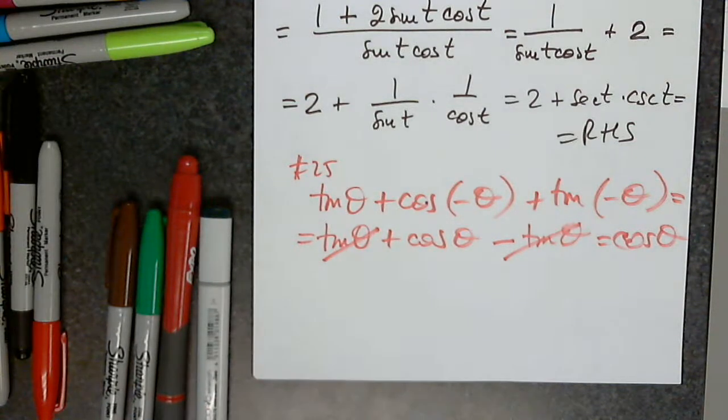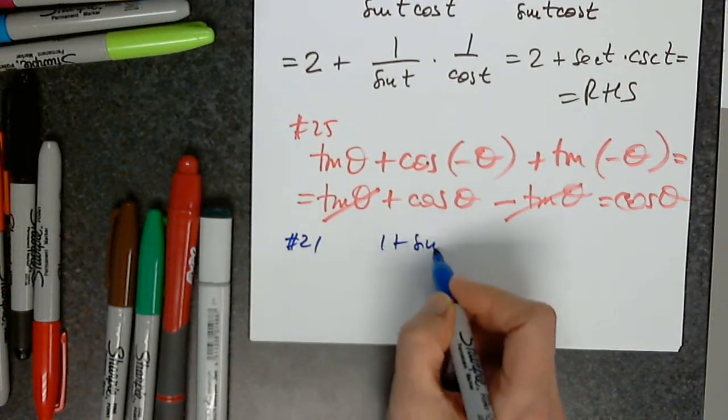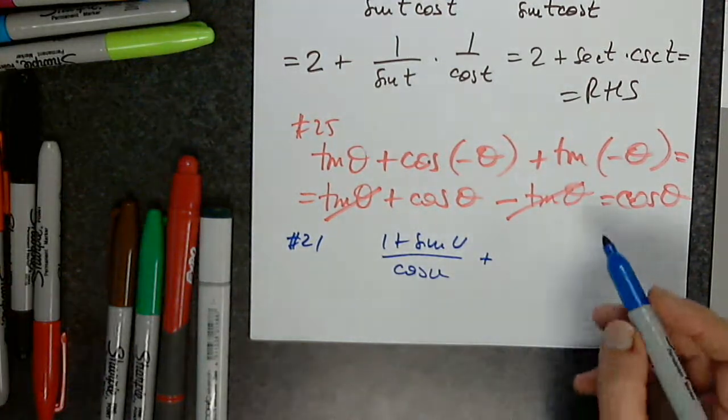Anything else for me? 21. Same thing, the same place we're at. 21. It's 1 plus sine u over cosine u plus cosine u over 1 plus sine u. Good.